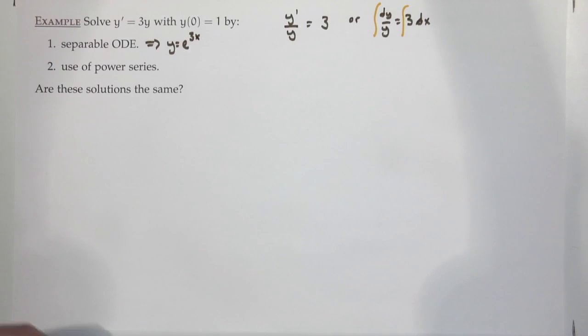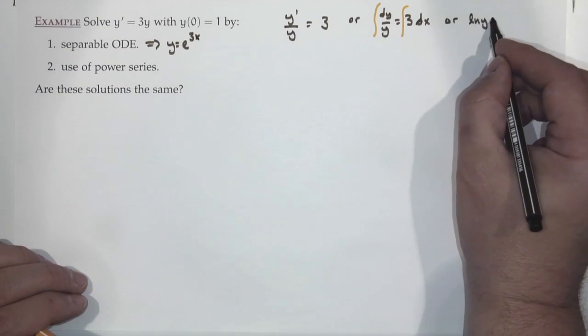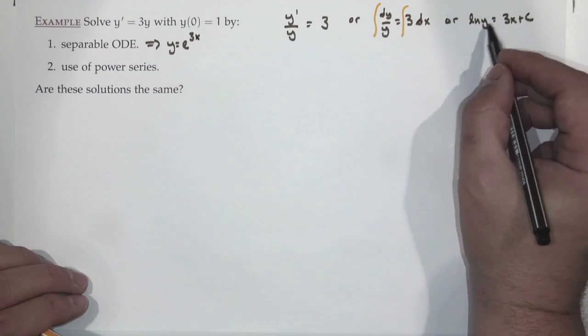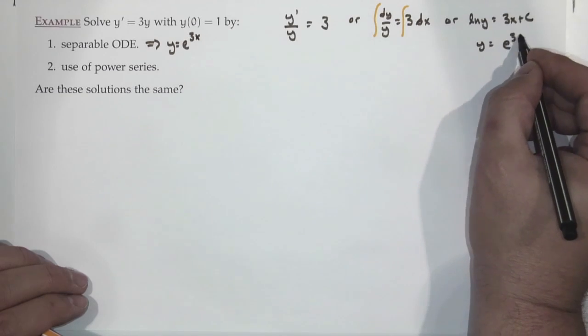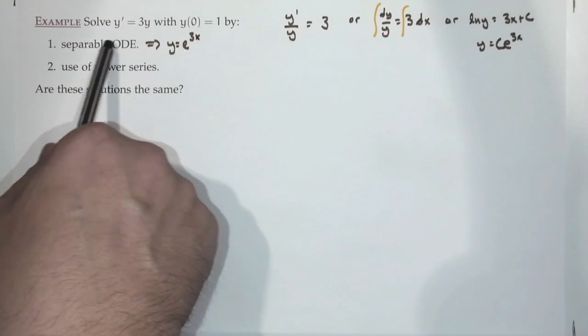Integral dy over y, natural log y equals 3x plus a constant. Put both sides into the exponential function. y equals e to the 3x, and then the constant comes down. You say, oh yeah, that's right, this is the exponential model.